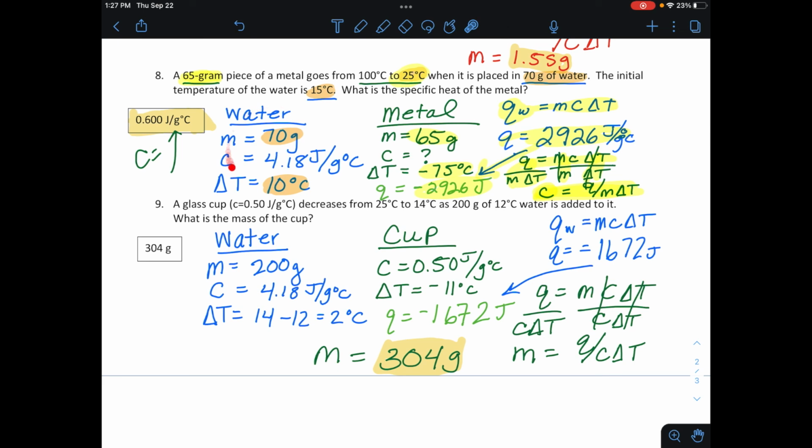So just make sure you're following my color code and you're doing the water with the water and the metal with the metal. This number, 4.18, is always going to be there for water. That's the specific heat of water, and a lot of times they don't give it to you in the problem. This one is a little bit weird. It's about a glass cup, but again, it's the same thing. We're going to find how the water's changed, and how it changes the glass cup. And it tells me the specific heat of the glass of the cup, so I'm going to find the mass of the cup.